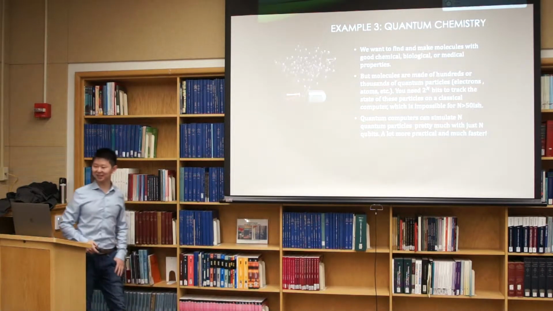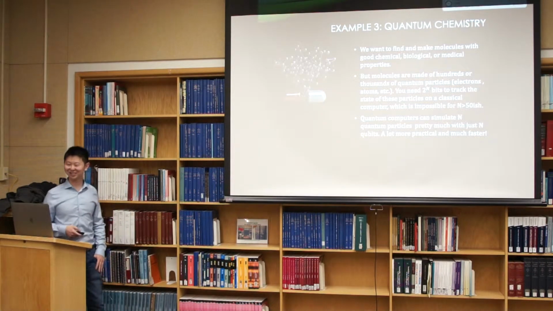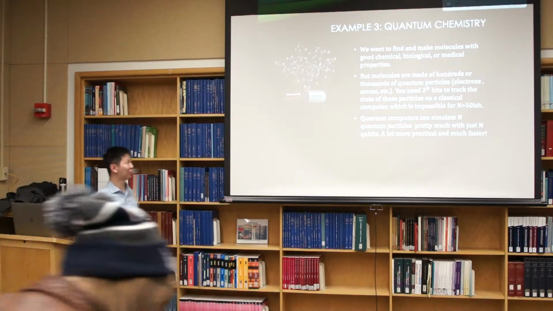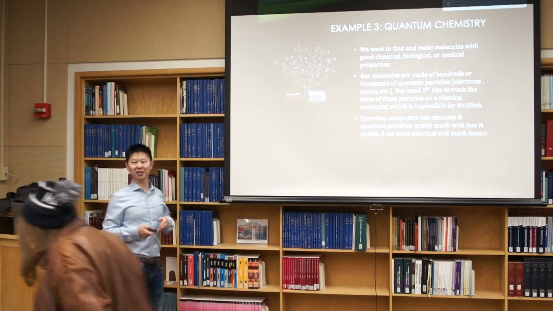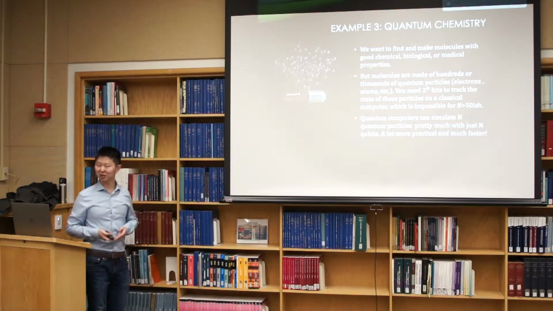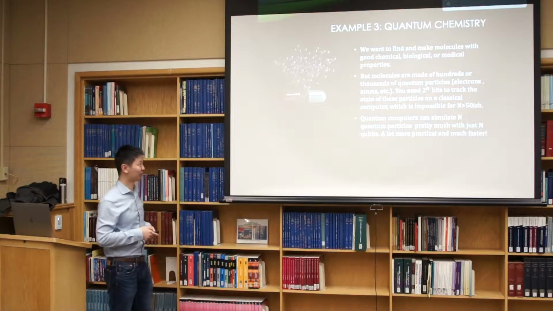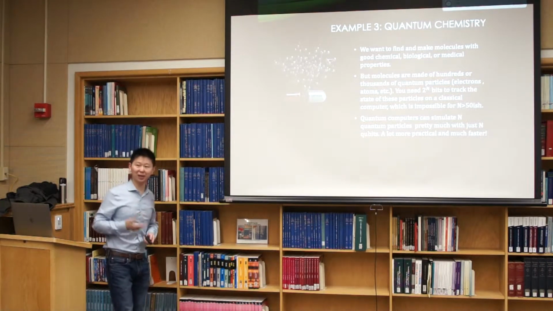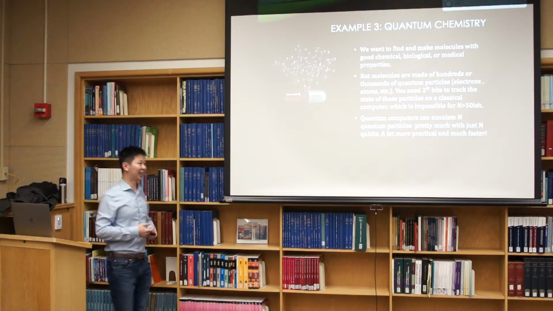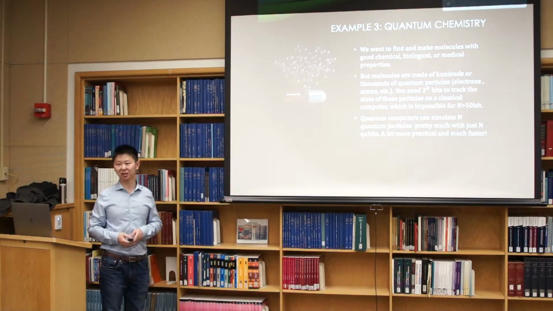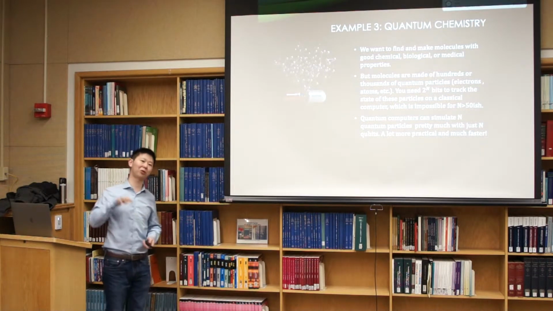Okay, so the last example, perhaps less harmful, is quantum chemistry. In chemistry, in biology, and also in medical science, people want to find molecules with good properties. But it's very hard to actually find and make these molecules because it's very hard to model them on a classical computer and simulate their properties, and usually you want to model them on a classical computer first to simulate their properties before you actually go to make them.